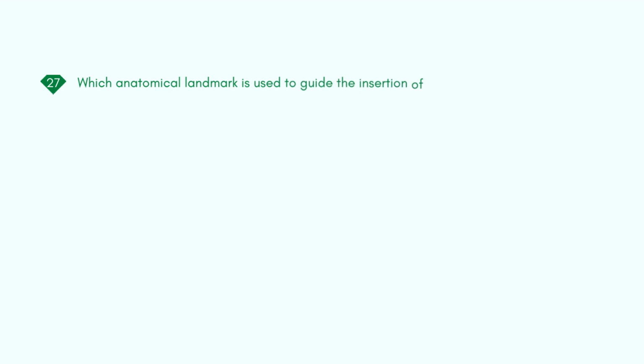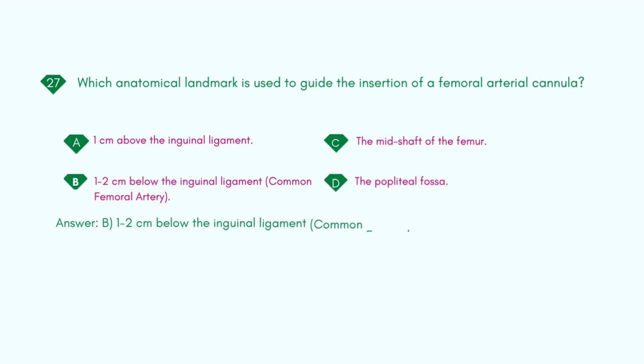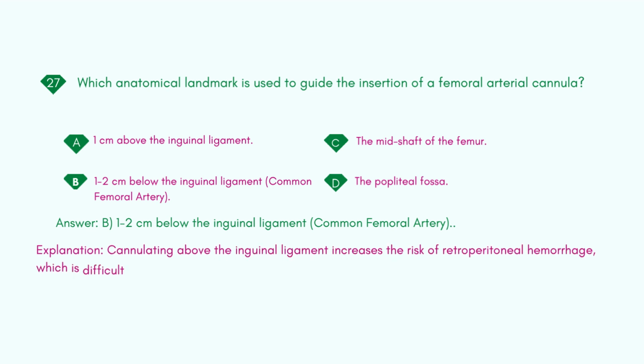Which anatomical landmark is used to guide the insertion of a femoral arterial cannula? A. 1 cm above the inguinal ligament. B. 1 to 2 cm below the inguinal ligament, common femoral artery. C. The midshaft of the femur. D. The popliteal fossa. Answer: B. 1 to 2 cm below the inguinal ligament, common femoral artery. Explanation: cannulating above the inguinal ligament increases the risk of retroperitoneal hemorrhage, which is difficult to compress and can be fatal.